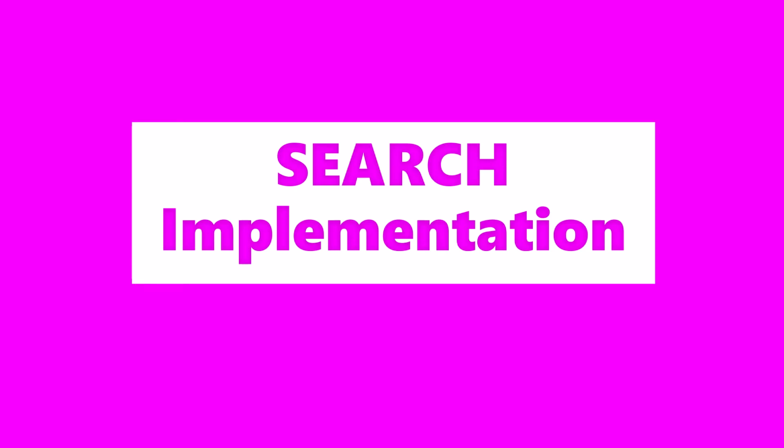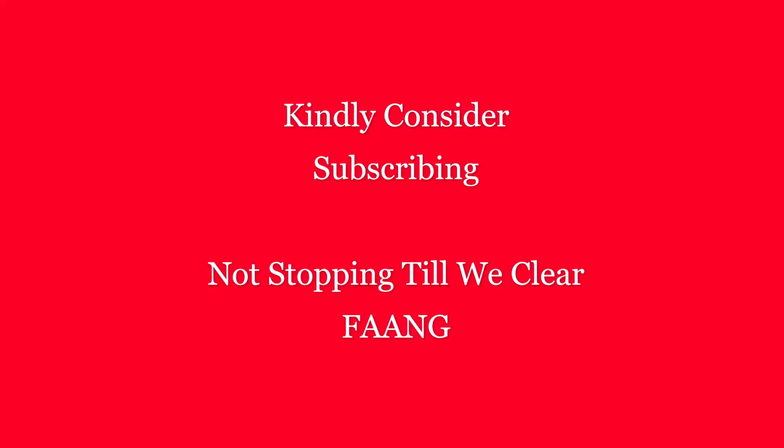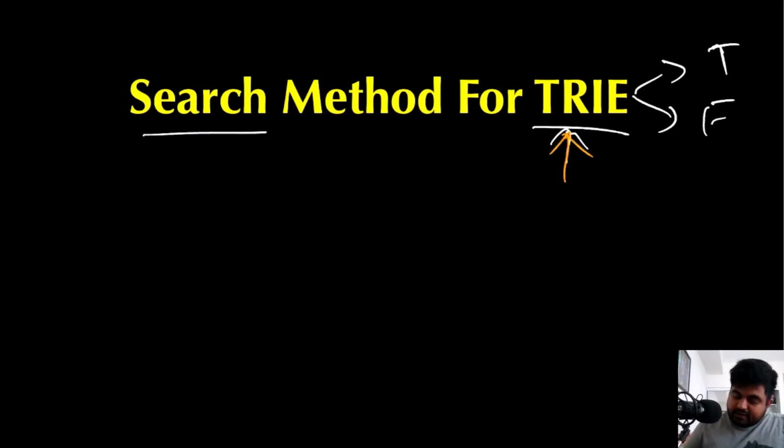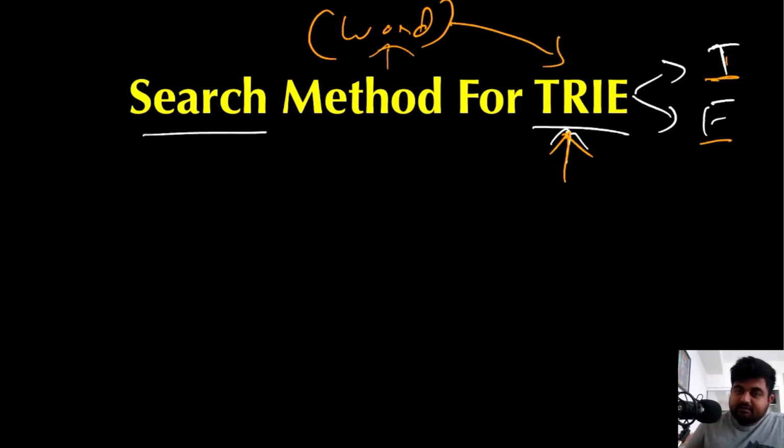Now let's move on to the next method that is being asked. For this search method for our trie, we will be given a word as the input, and we will have to check whether that word exists inside our given trie. If it exists, we will have to return true. If it does not exist, we will have to return false.